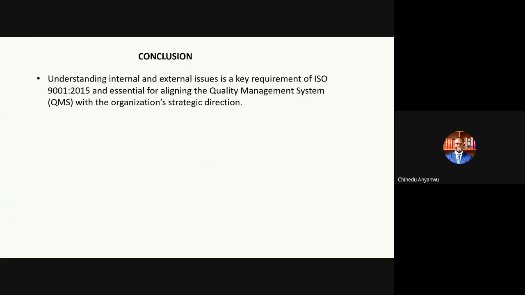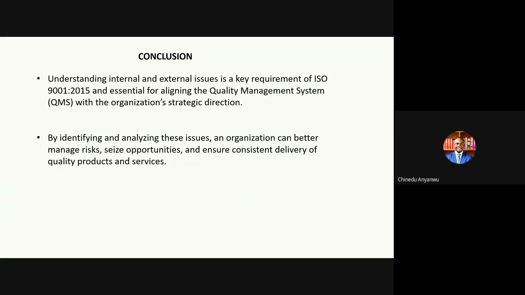Now, in conclusion, I want to state that understanding internal and external issues is a key requirement of ISO 9001:2015 and is essential for aligning the quality management system with the organization's strategic direction. If you identify and analyze your internal and external issues as an organization, you can better manage risk, seize opportunities, and ensure consistent delivery of quality products and services.